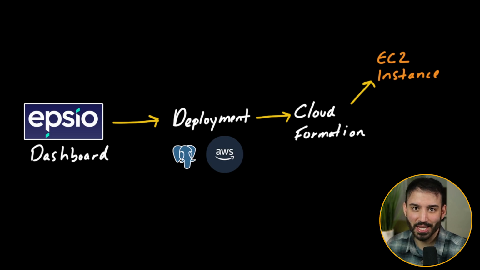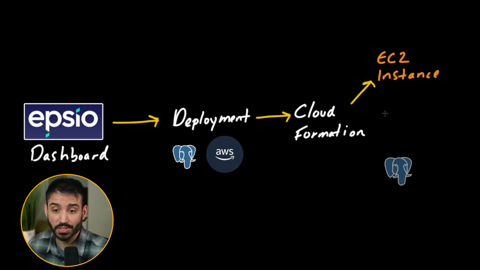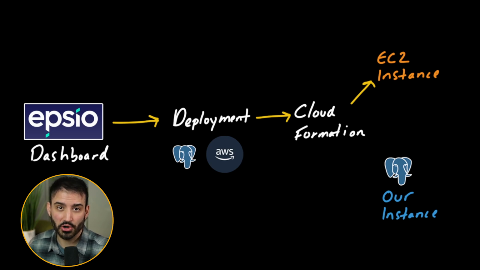You don't have to understand the details of how Epsio works behind the scenes. You just need to know that this EC2 instance is responsible for updating your database. Next comes the database itself. And for this, we're going to be using Postgres that's hosted on AWS's relational database service. Now you can either set up a new database from scratch or bring one along that you already have created.